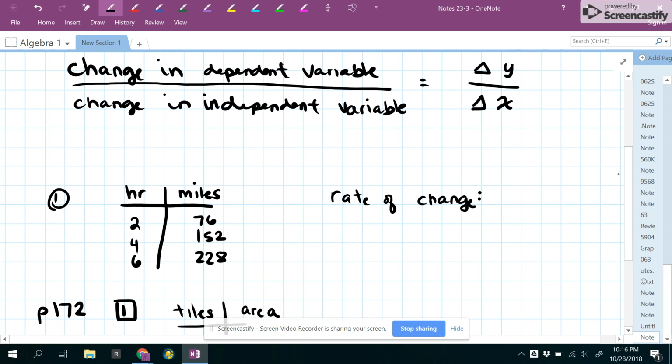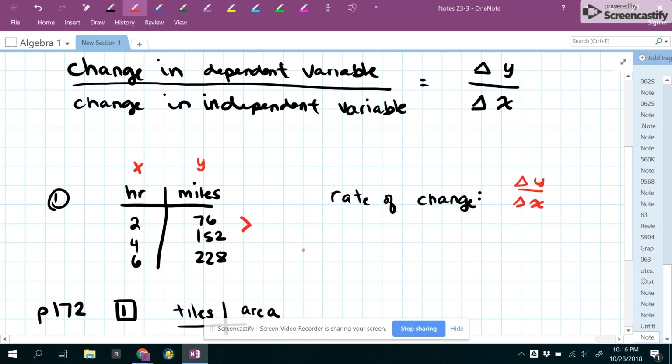So if I give you an example that uses driving time in hours and distance traveled in miles, and you want to find your rate of change, all you need to do is figure out how did your dependent variable change and how did your independent variable change. In other words, how far did you drive and how long did it take?